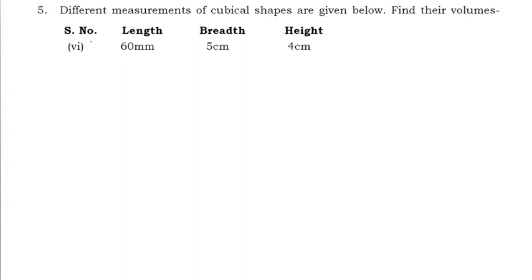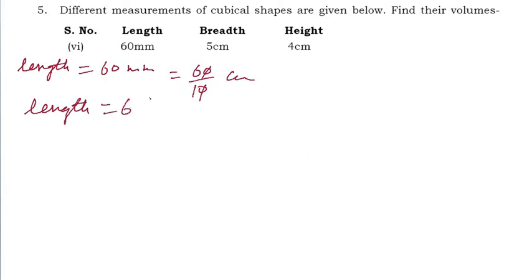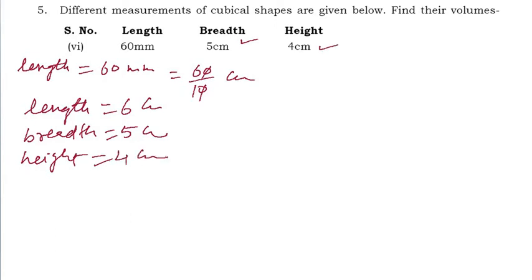Now come to the sixth part of this one. Length is given 60 millimeter. First change into centimeter. So 60 divided by 10, it is in centimeter. So length is equal to 0 cancel with 0. So length is equal to 6 centimeter. Now breadth, you have to see, breadth is equal to 5 centimeter. It is given here, breadth is 5 centimeter. And now height is given as 4 centimeter. So you have to write 4 centimeter.